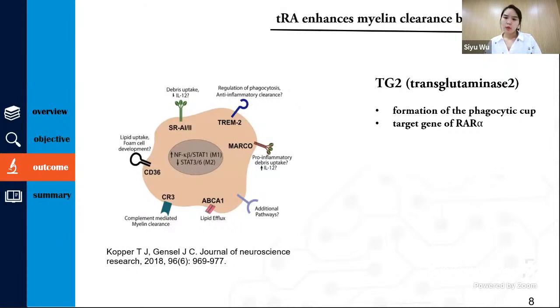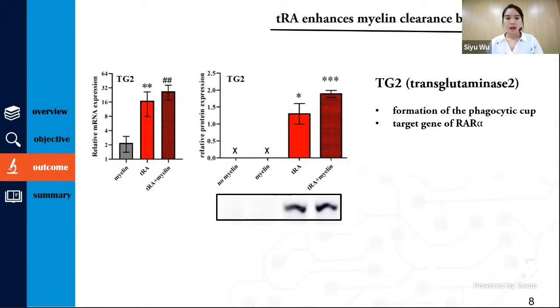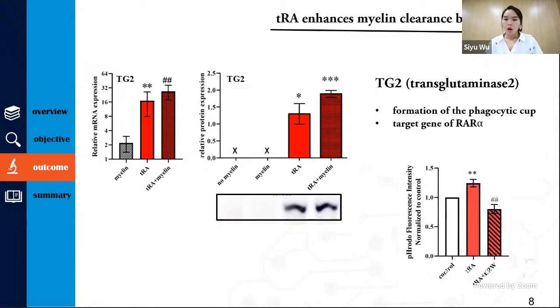So what's the mechanism involved in this study? We measured several myelin-related receptors in macrophages, such as CR3, CD36, TREM2, and transglutaminase 2, which is involved in the formation of the phagocytic cup and is also a target gene of the RAR receptor. That's the result. The expression of transglutaminase 2's mRNA and protein was also significantly overexpressed after the retinoic acid treatment. When we used a transglutaminase 2 inhibitor to abolish this increase, we found that the phagocytosis level goes down, as shown there.